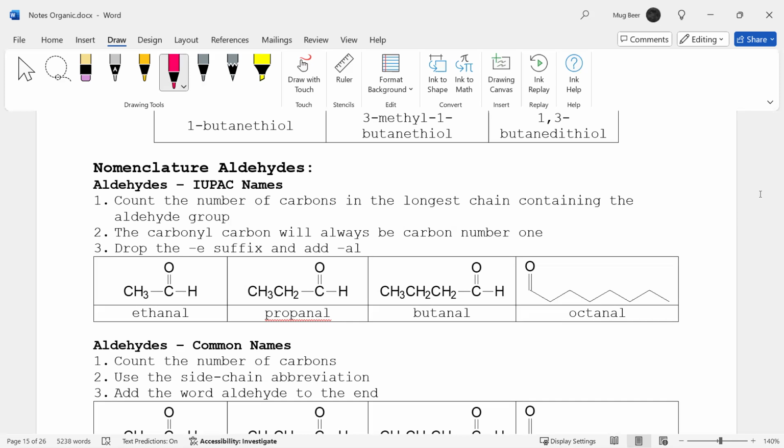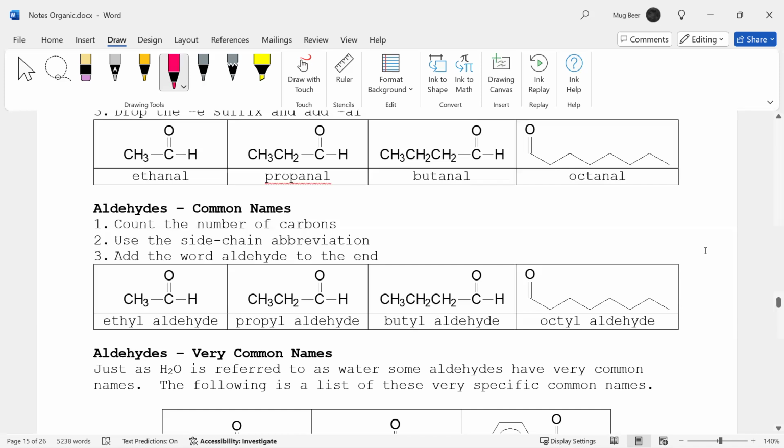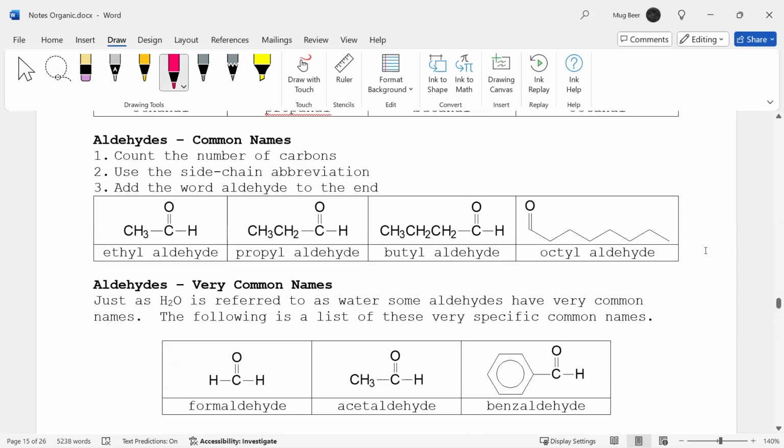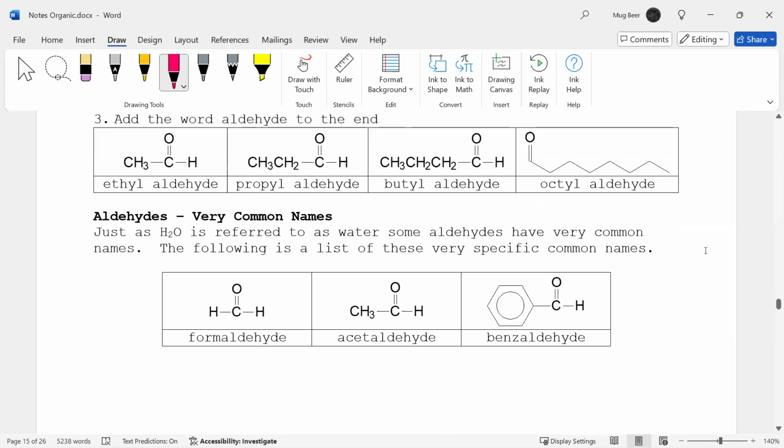Okay, so that's it. There isn't really much to the IUPAC name. There are some common names like ethyl aldehyde. So each of these common names, they're just saying the word aldehyde and then telling you how many carbons are there. So ethyl aldehyde, propyl aldehyde, butyl aldehyde, octyl aldehyde. If you go to look up, like you want to buy some butyl aldehyde, you're going to see butanal as a name. You're going to see butyl aldehyde as a name. So you'll see both of them, won't be a big deal. Then we've got a couple of very common names.